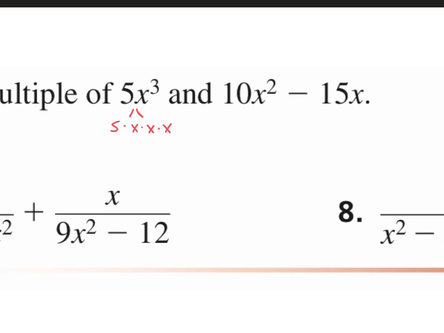What are all of our factors of 10x squared minus 15x? What do we have in common between 10x squared and 15x? 5x. So what do we get when we take out a 5x? 2x minus 3. Do we have anything that overlaps between these two? A 5x here and a 5x here. So we only include one of them.